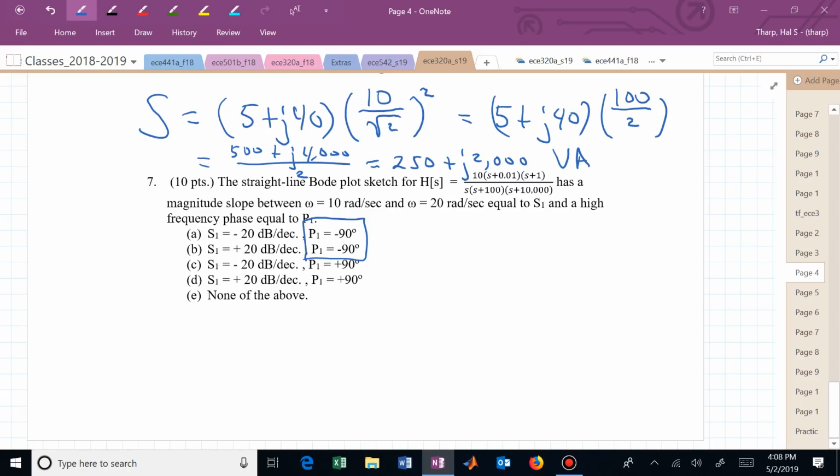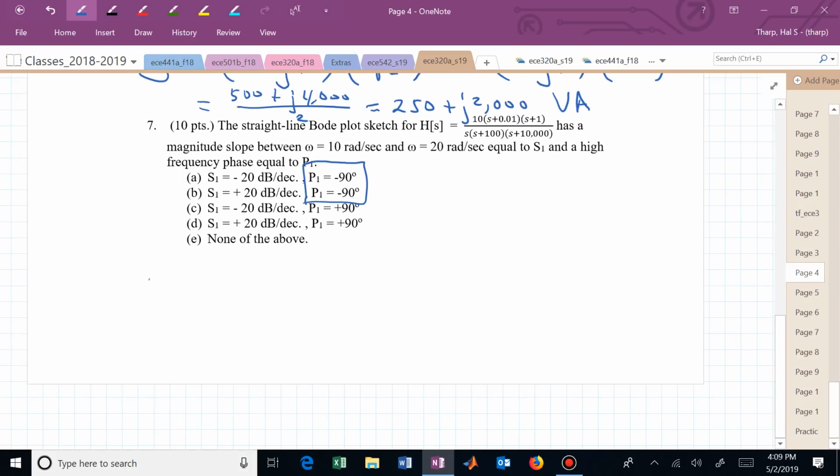Now the other one is a little more interesting. What's the magnitude slope between 10 and 20? Now we have to plot the magnitude. We don't need to worry about its absolute value, so let's not worry about the constant. Let's just start looking at how this is behaving. We have a pole at the origin, so we're coming down. And then what's our next frequency that we break at? 0.01, and that's a zero. So now we're coming down, and at 0.01 we go flat, don't we?